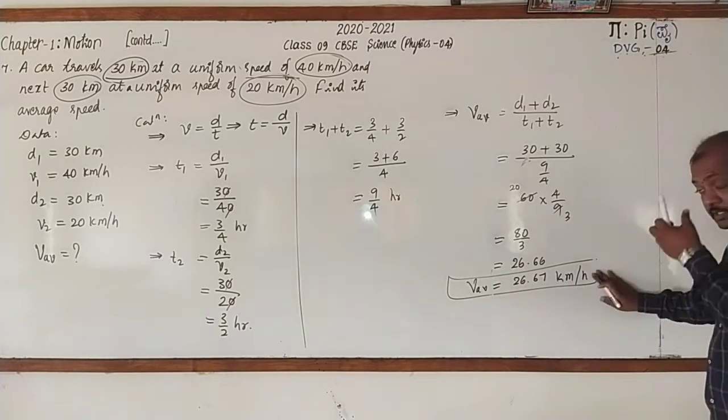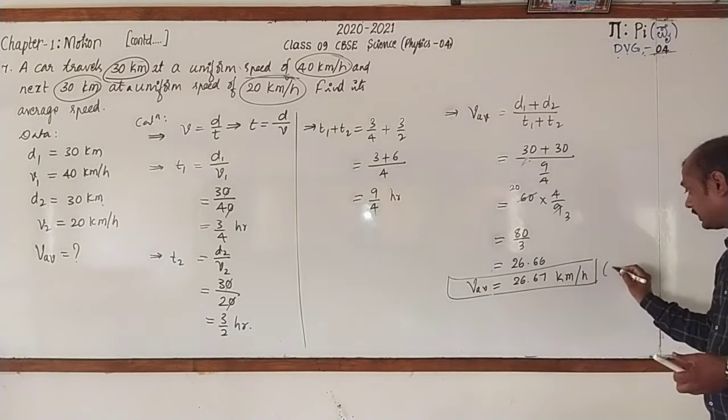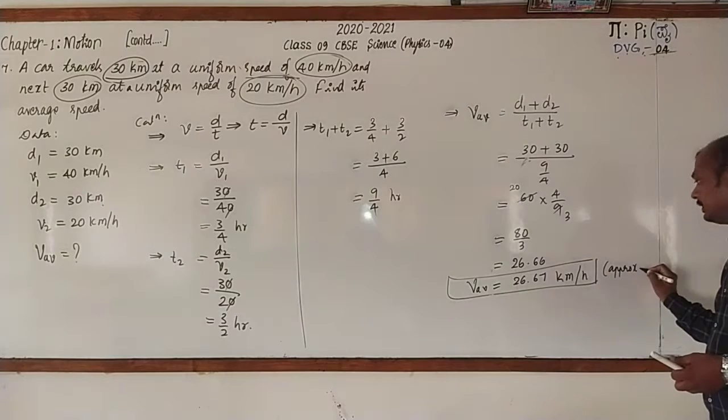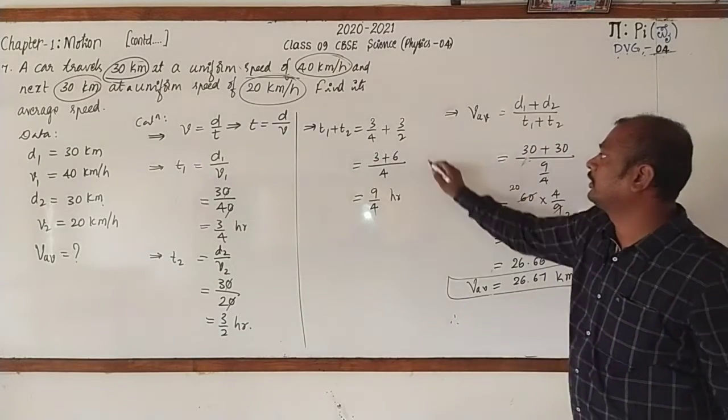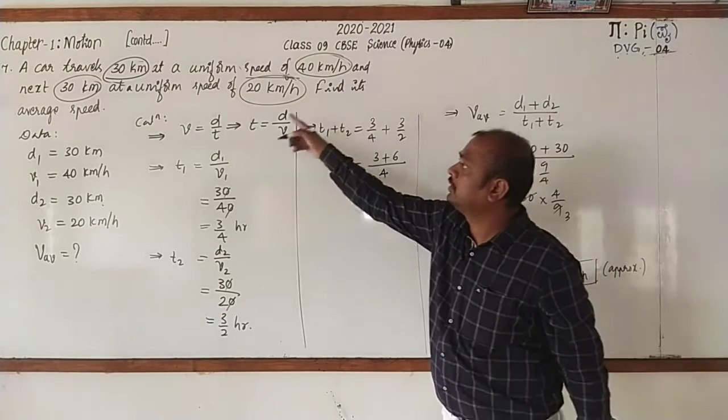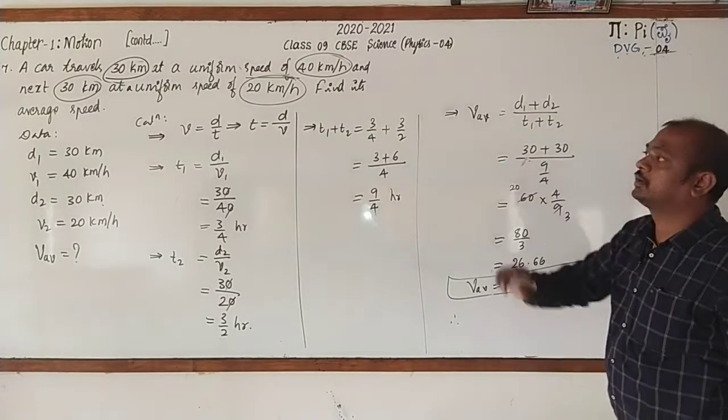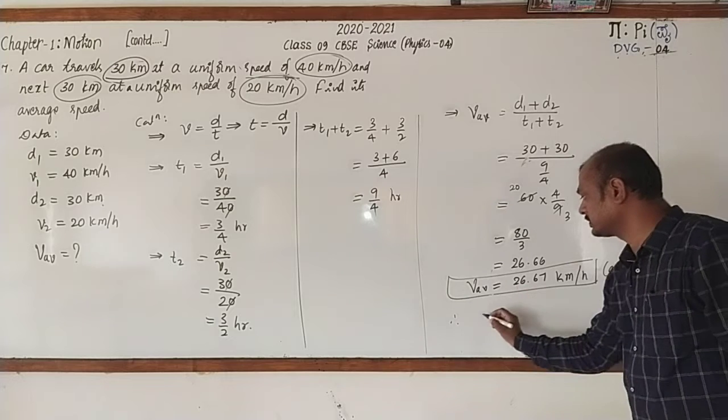So this is the approximate value, in bracket you can write approximate. And we can write conclusion. Therefore, what is the conclusion? Average speed of the car is this much.